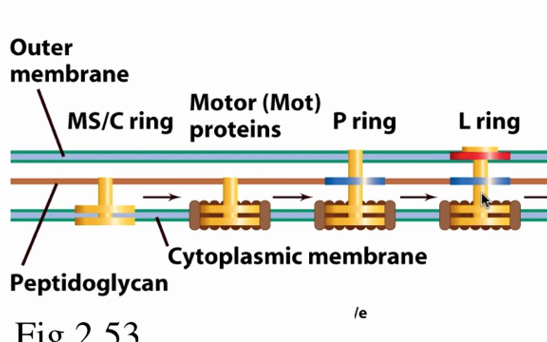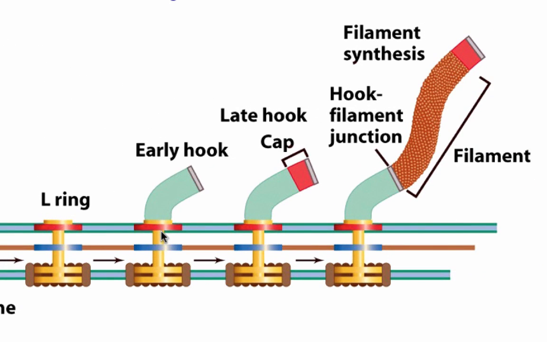As I mentioned earlier, the rod is hollow, and that allows proteins which are made in the cytoplasm to be transported across and assembled at the location where they need to be. And that is how the hook becomes constructed. Hook proteins are going to be transported through the rod of the flagellum and assembled by their structure into the early hook. After that, you will have the addition of a cap protein, and the cap protein is required for the assembly of the flagellin monomers.